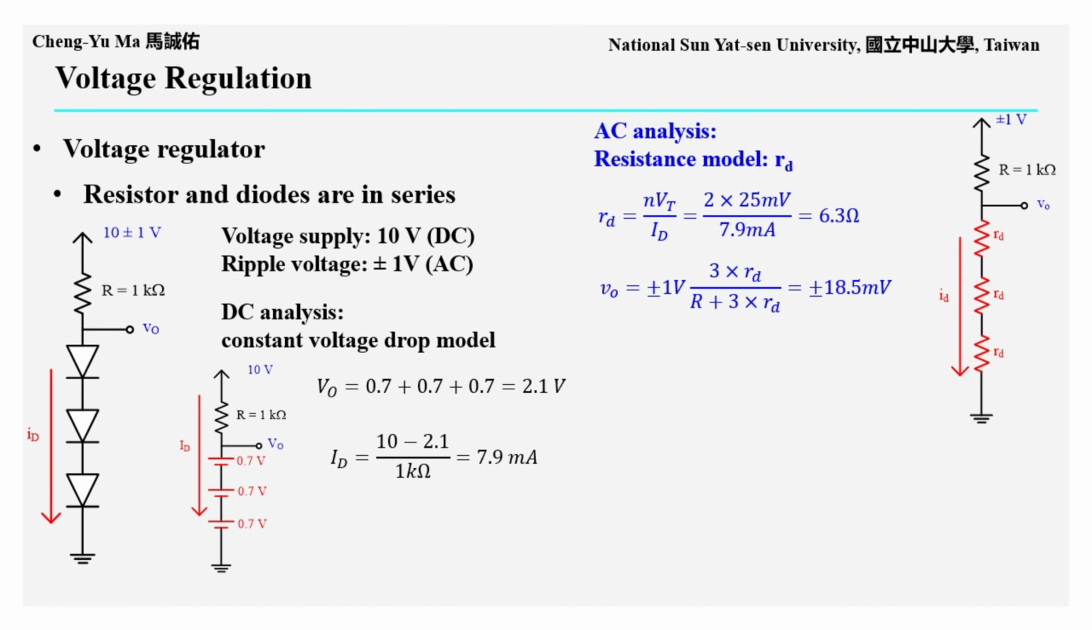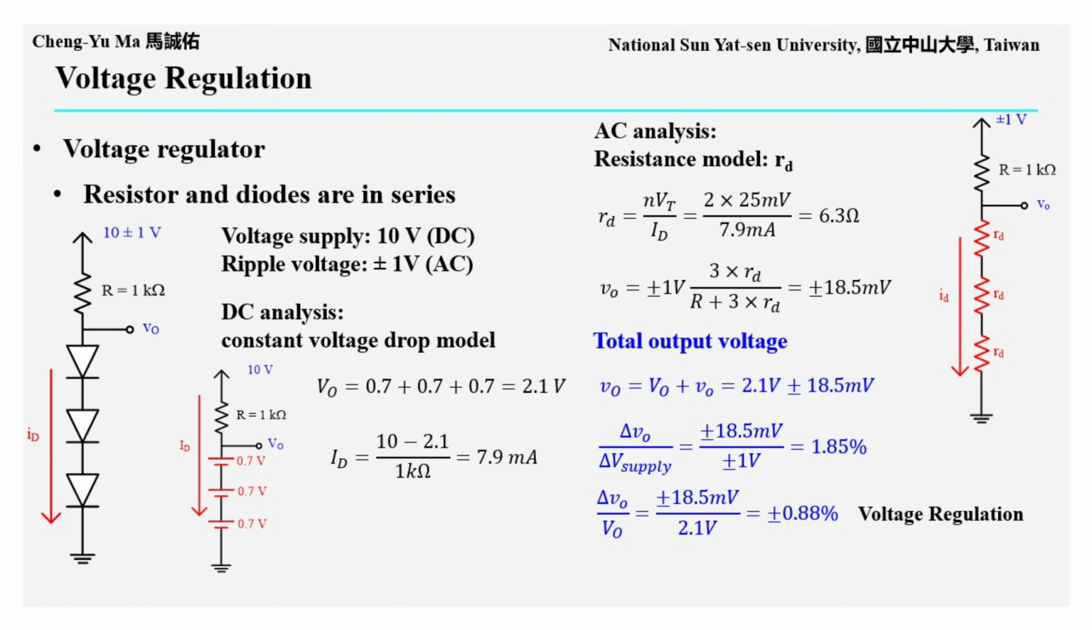In the AC equivalent circuit, resistor R is in series with the 3 diode small signal resistances. Therefore, the small signal output voltage is determined by voltage division. The plus or minus 1 volt supply ripple is multiplied by the fraction 3RD over R plus 3RD. This gives about plus or minus 18.5 millivolts at the output. In other words, the plus or minus 1 volt fluctuation from the power supply is reduced to only plus or minus 18.5 millivolts at the diode output.